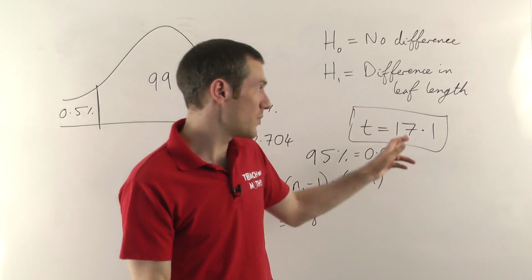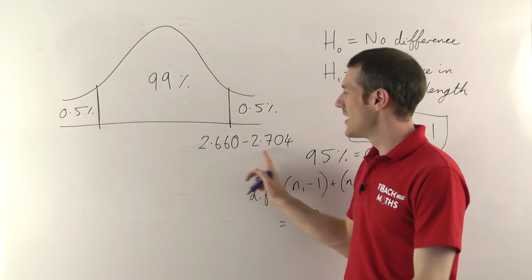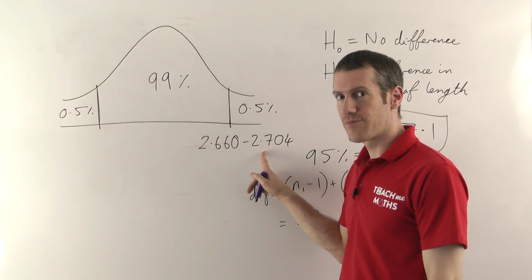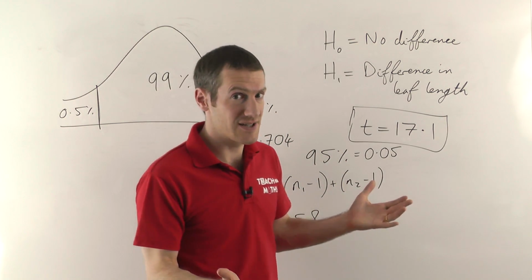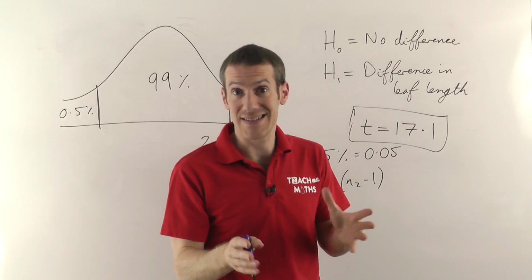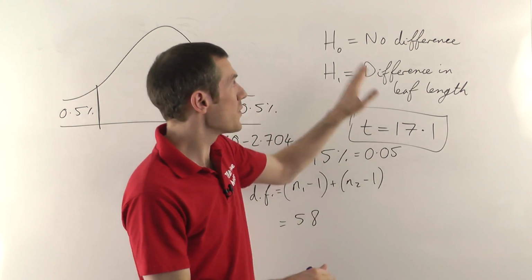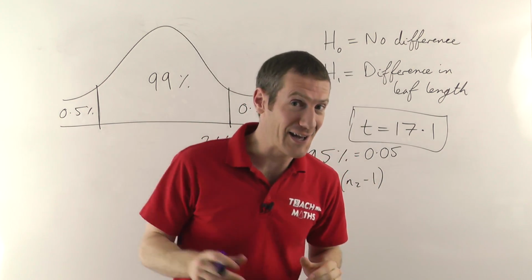And as you can see, with such a big t-value, you could probably go to the 99.9% level and it would still be bigger than the critical value. So you can decide what level. I mean, usually 99% is enough. 95% is generally considered enough, but if you can be 99% confident, that's even better. And we would reject the null hypothesis and say, yes, there's definitely a difference in the length of the leaves on these two bushes.